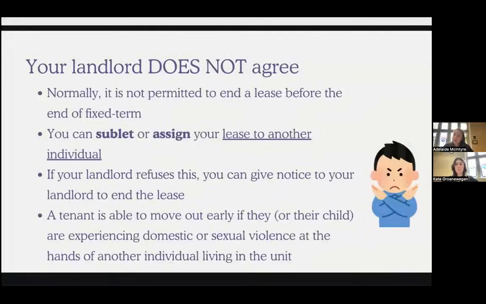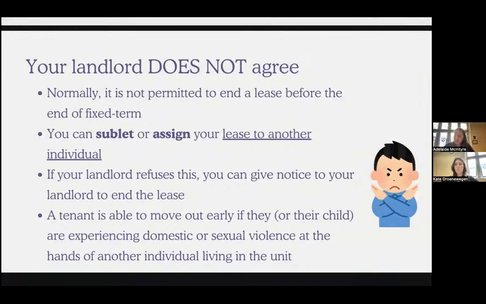So if your landlord does not agree to end your lease early, you have a couple of options to get out of the lease. First, you can sublet your unit to another individual. Subletting happens when you find another individual to live in your unit and rent it to them on a short-term basis. With their rental period ending before your lease is up, you are still responsible for any damage that occurs to the unit. And if that subletter fails to pay rent, it becomes your responsibility to do so.